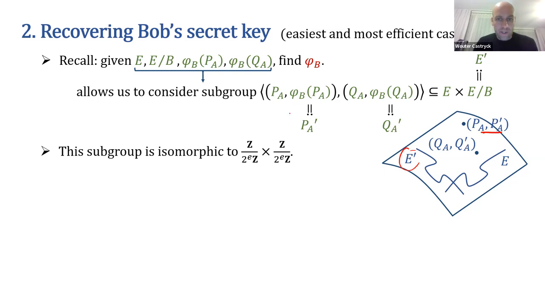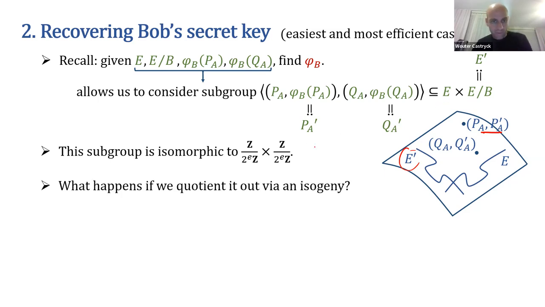Okay, now this subgroup is isomorphic to Z, and this is a point of order 2^e, because PA is a point of order 2^e, and phi B has degree, in any case, this is a point of order 2^e. So it's a group generated by two points of order 2^e, so it's isomorphic to this group. And we want to quotient out this group by this subgroup.